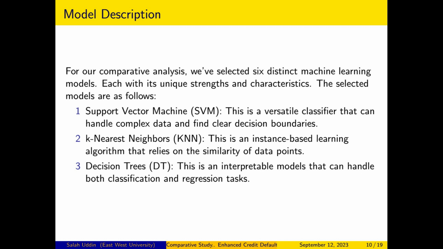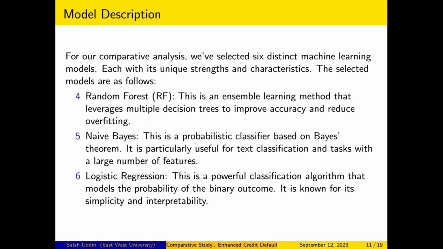1. Support vector machine. This is a versatile classifier that can handle complex data and find clear decision boundaries. 2. K-nearest neighbors. KNN is an instance-based learning algorithm that relies on the similarity of data points. 3. Decision trees. This is an interpretable model that can handle both classification and regression tasks. 4. Random forest. This is an ensemble learning method that leverages multiple decision trees to improve accuracy and reduce overfitting.